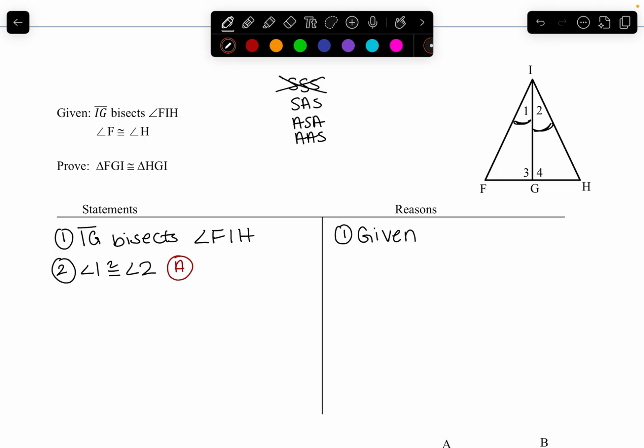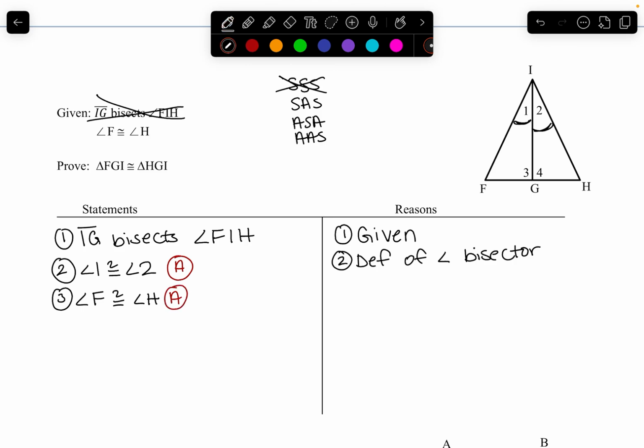Now, I know that angle 1 is congruent to angle 2 because that is what happens with the definition of an angle bisector. And remember that these reasons are on your blueprint document that you have in your notes, okay? Now, we are going to move on. That's my first given. Now I'm going to move on to my second given, which is angle F is congruent to angle H.